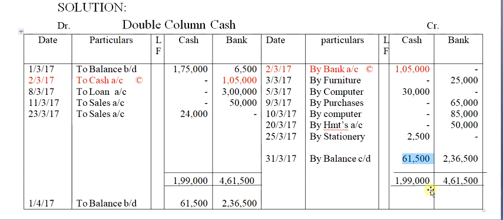So in the 1,99,000 minus the 1,05,000 minus 30,000 minus 2,500, you will be getting the closing balance of cash. How much will you be getting? 61,500. It is by balance carried on which date? 31st of March 2017. Now make the total on the bank column, that is the debit side as well as the credit side of the bank column. Make the total. You will be getting the debit side total is more. How much will you be getting? 4,61,500. The same total to the credit side also.